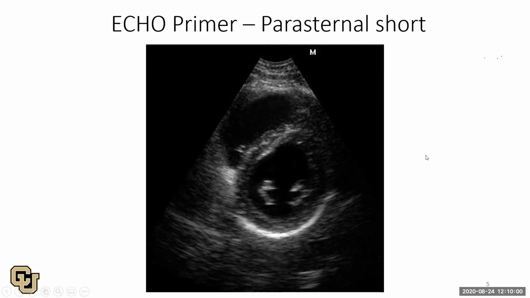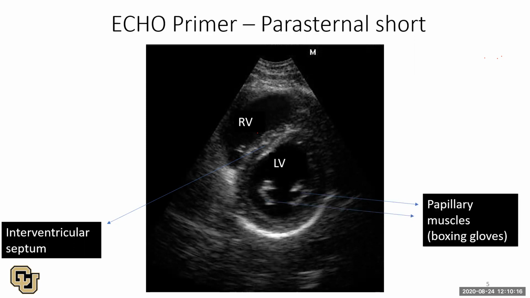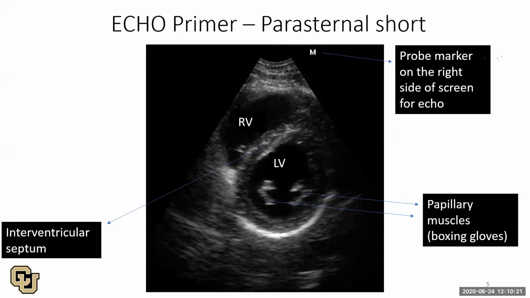And so just to show you what the rest of this image is showing. So that's the right ventricle. Here's the left ventricle. Here's the interventricular septum, which we've essentially seen in each view that we've looked at for the echoes. And then here we have the papillary muscles, which look like boxing gloves. And again, just a reminder that the probe marker should be on the right side of the ultrasound screen when you're doing a cardiac ultrasound or echo. And so these images have the probe markers on the right.